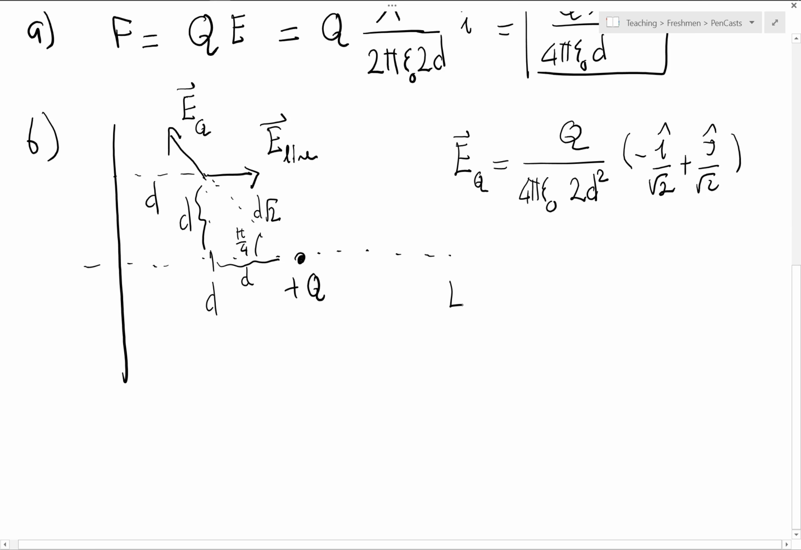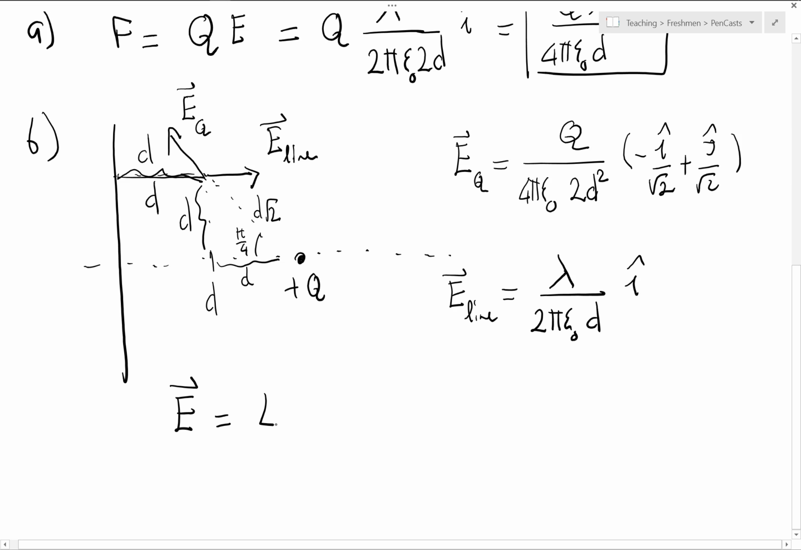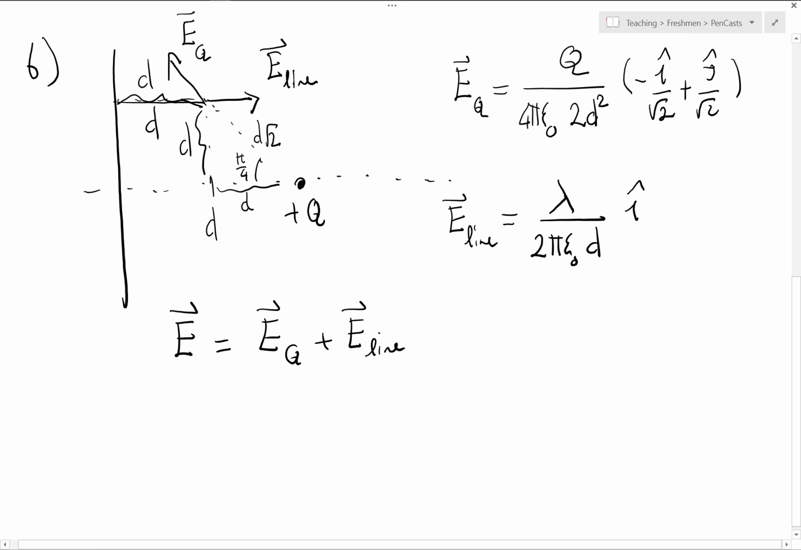Electric field of the line charge we calculated above, it will be only in the i hat direction, but this time the distance from the line to the observation point is d, so the magnitude is going to be lambda over 2 pi epsilon 0 d, and the direction will be i hat. I'm just going to add up these two vectors without forgetting that they are vectors. That's going to give me my result.